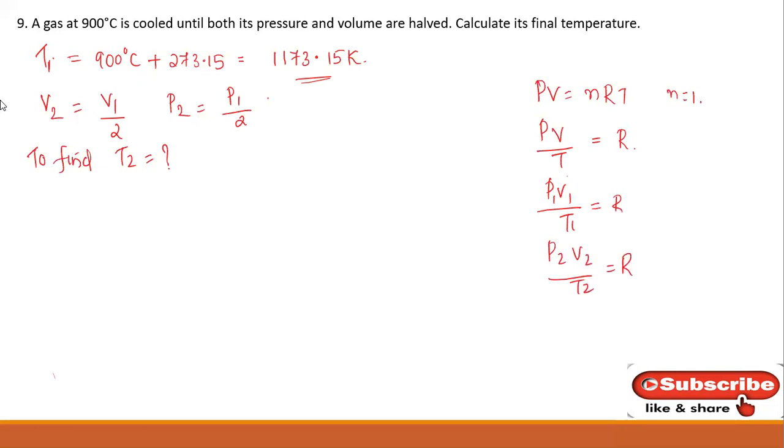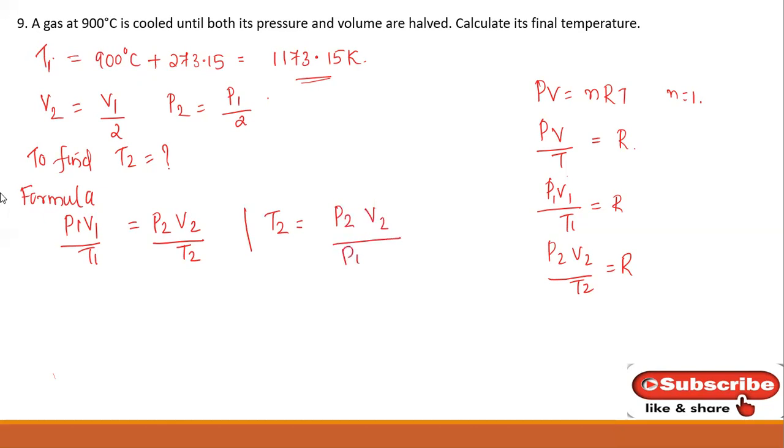RHS of the equation is same, so we can equate it. So we can use this formula here. That is P1 V1 upon T1 is equal to P2 V2 upon T2. We want to find out T2. Therefore, T2 is equal to, on cross multiplying, P2 V2 upon P1 V1, then T1 will go in the numerator.